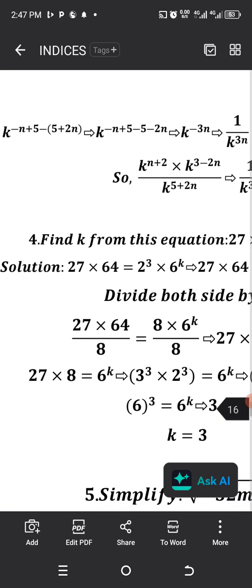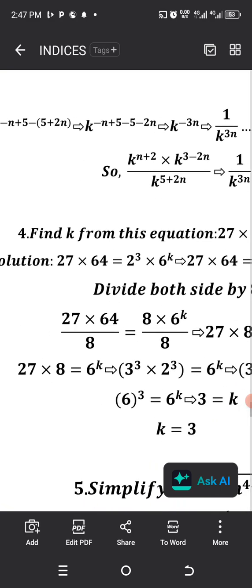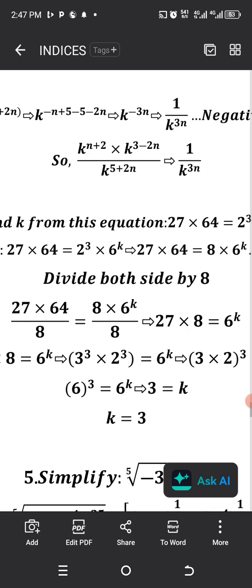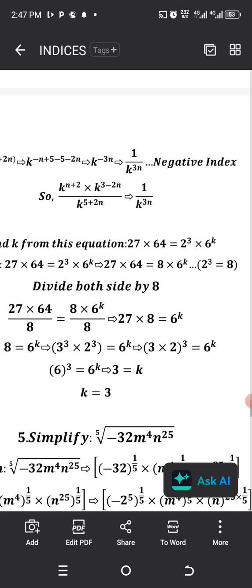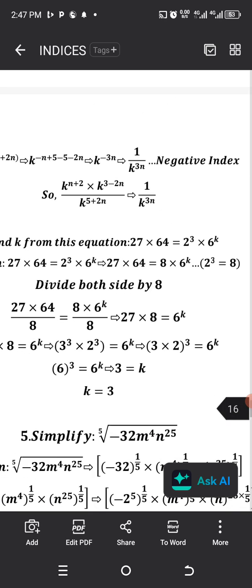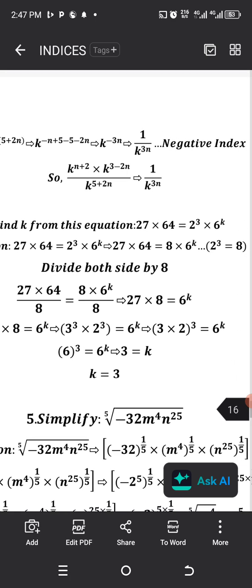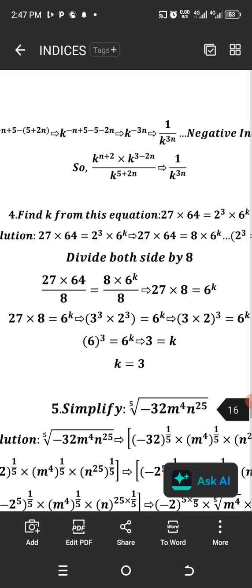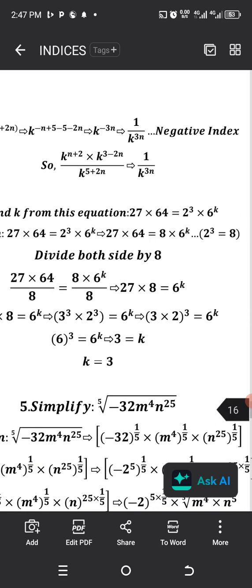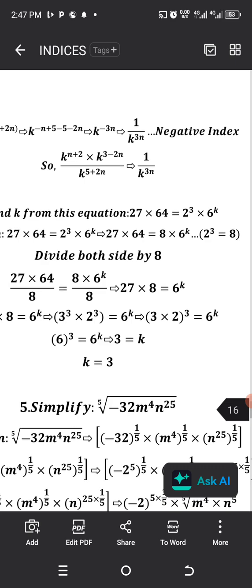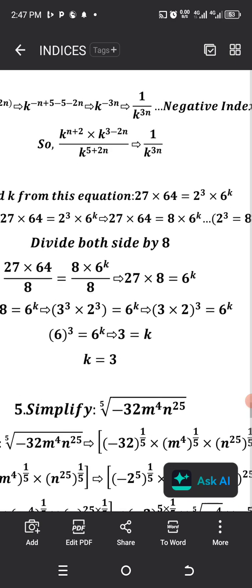So yeah, this is an equation. Find k from this equation. This is question 4. We have to find k from this equation so that 27 multiplied by 64 equals 2 raised to power 3 multiplied by 6 raised to power k. So, the simplification is this. Recall that 2 raised to power 3 is 8. So definitely that will be equals to 27 multiplied by 64 equals 8 multiplied by 6 raised to power k.